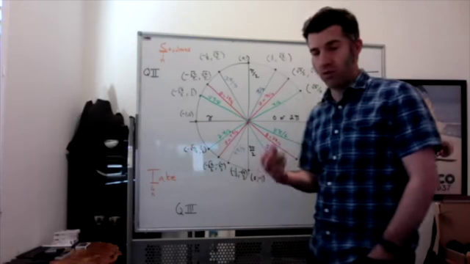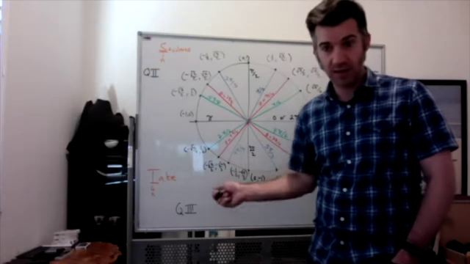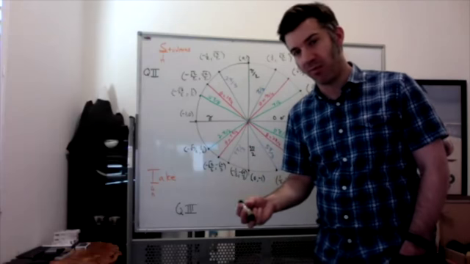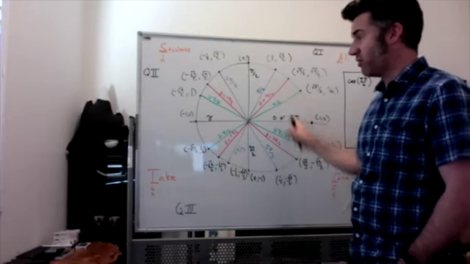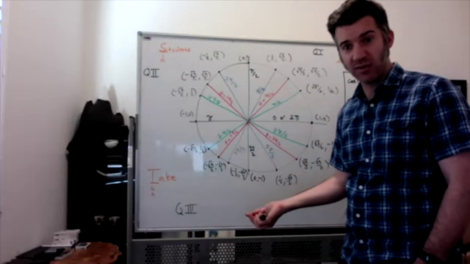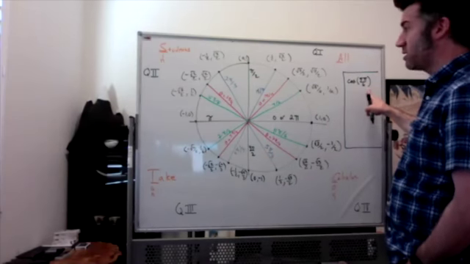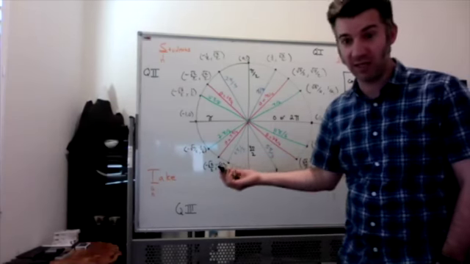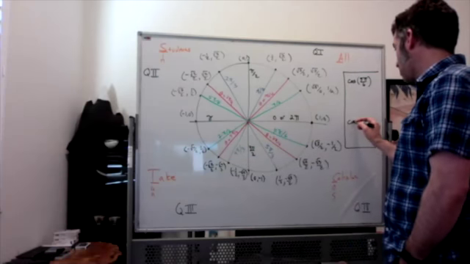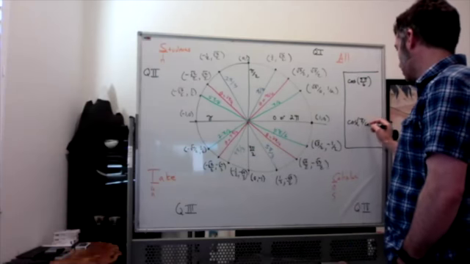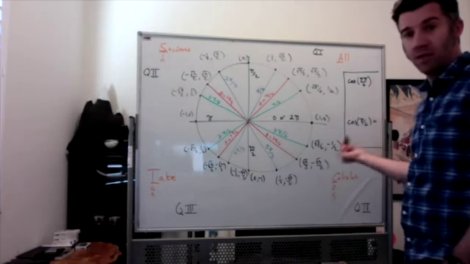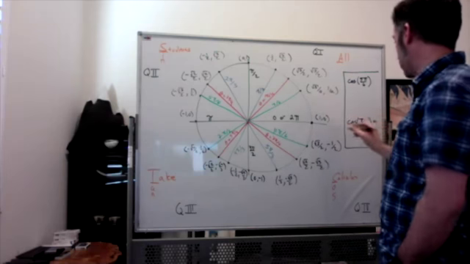So you can totally memorize this. The thing I recommend is more memorizing the first quadrant and then using reference angles. So cosine of 5 pi over 6, well, I know the reference angle is pi over 6. And I know that cosine of pi over 6 is the x coordinate of pi over 6, which is root 3 over 2.